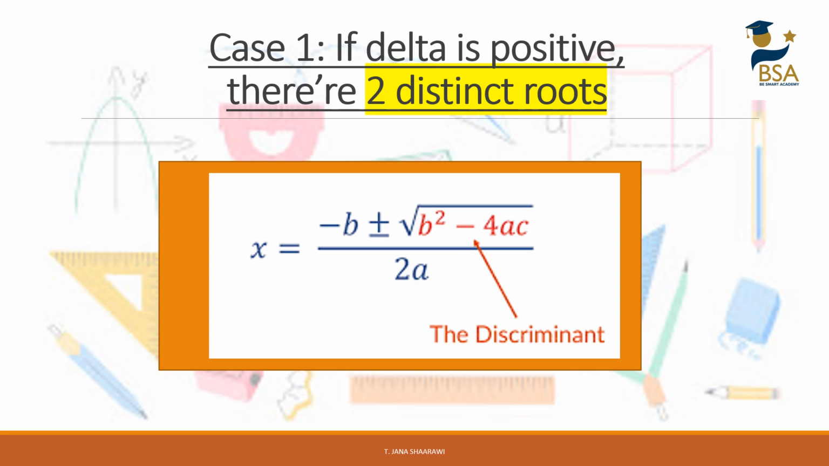Case 1. If delta is positive, there are 2 distinct roots. What are these 2 distinct roots? The first root is minus b plus radical delta, where delta is b squared minus 4ac, over 2a. And the second root is minus b minus radical b squared minus 4ac over 2a. Of course, you are not going to recalculate b squared minus 4ac, you just directly write the answer from delta. And don't forget, now we are in case 1 where delta is positive. So b squared minus 4ac is positive, so the quantity inside the radical is accepted.